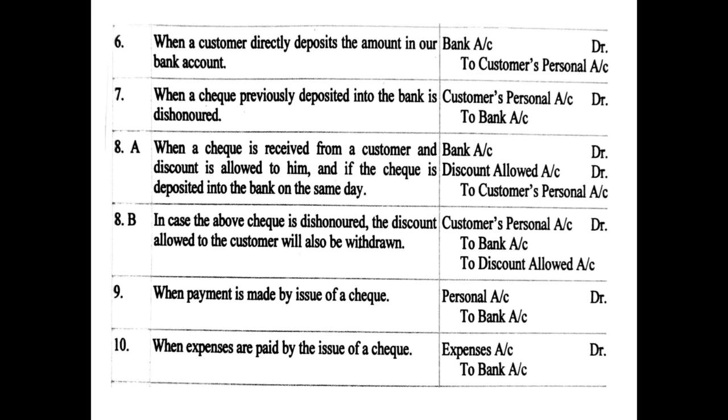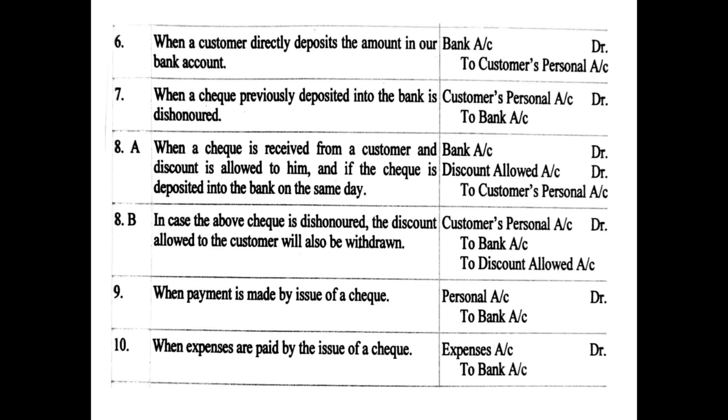Then the B case can be in case the above check is dishonored, that means if the check gets bounced, the discount allowed to the customer will also be withdrawn. Obviously, if the check we have deposited into the bank, we have assumed that it will be cleared and added to the bank balance, and that's why we have given the discount also. But if sometime later the check is dishonored and the bank rejects the payment of the check, then in that case, why will the business give any discount? In that case, everything needs to be withdrawn, and therefore the reverse of A entry will be passed.